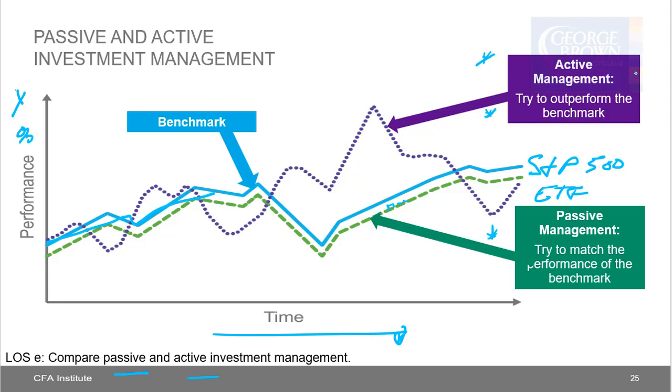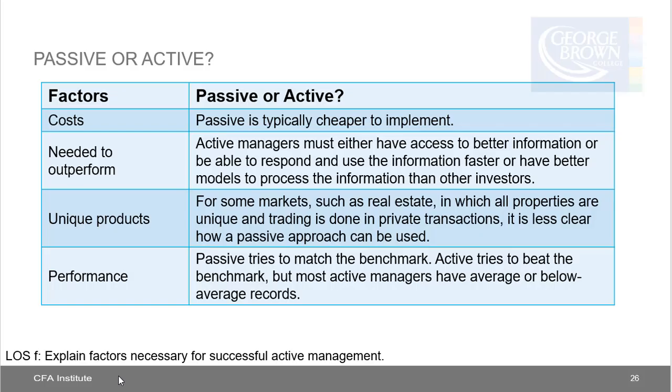okay? So the choice between the two approaches typically hinges on the relative costs of active management and on the investor's expectations of his or her chance of success at active management, which is related to the investor's belief about the efficiency of the markets being invested in. Another example of active management is the timing decision among asset classes, as illustrated by the tactical allocation. Learning outcome statement F is explain factors necessary for successful active management.